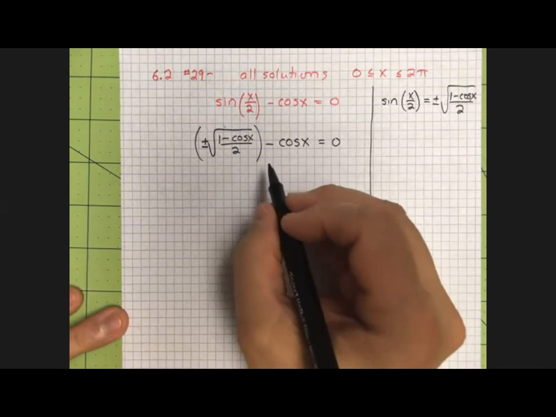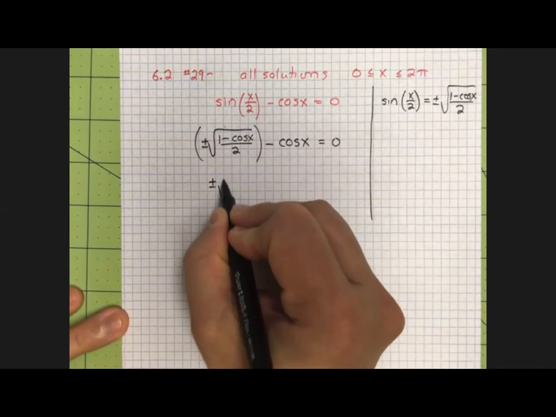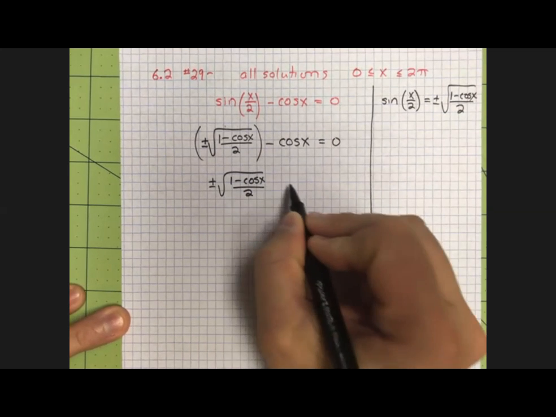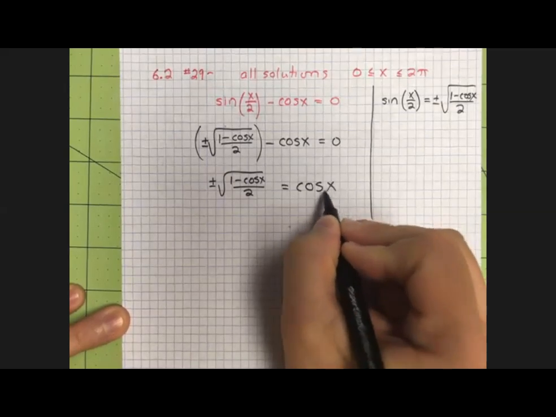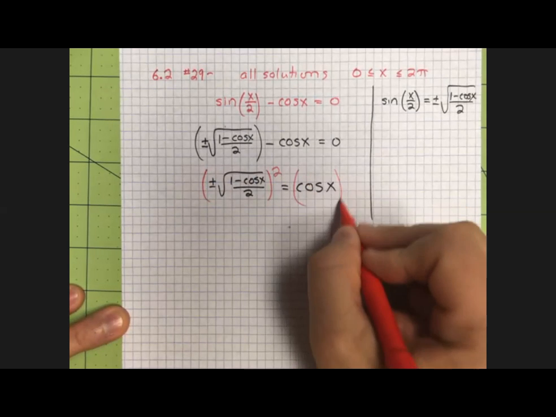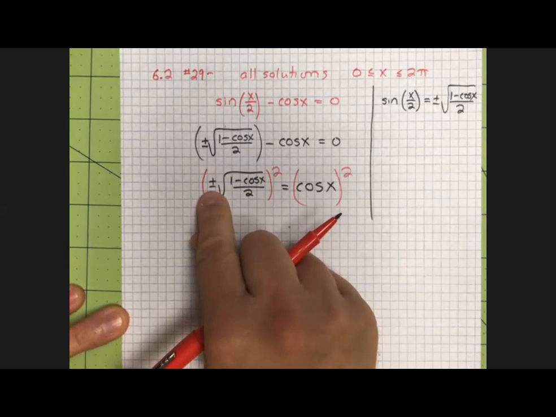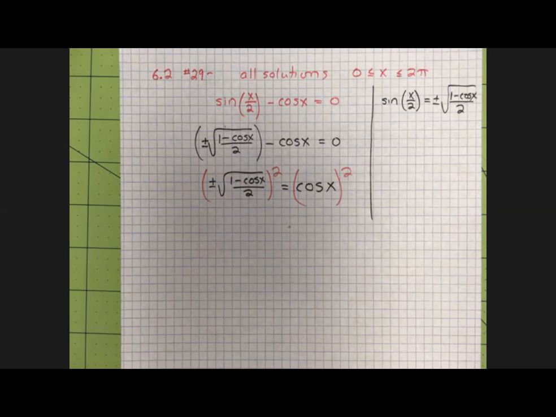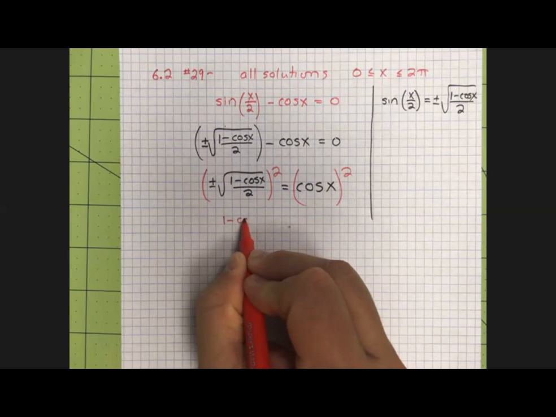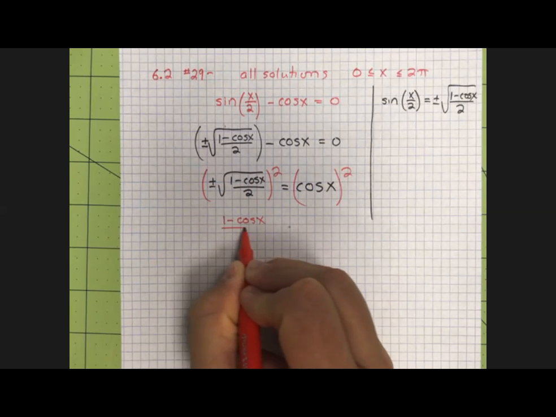Now, if I put the cosine x on the other side, say plus minus the square root of (1 minus cosine x) over 2 equals cosine x, I'm allowed to square both sides of this equation. And at first, that's attractive because when I square the left side, I don't have to worry about the plus minus anymore. It just becomes positive. I don't have to worry about the square root anymore. It's just 1 minus cosine of x divided by 2.